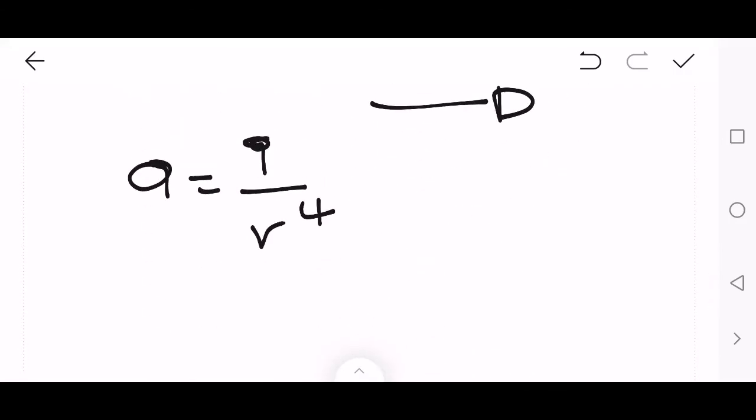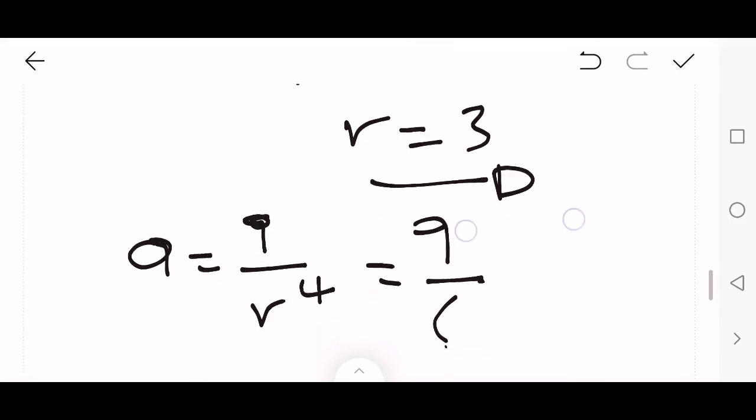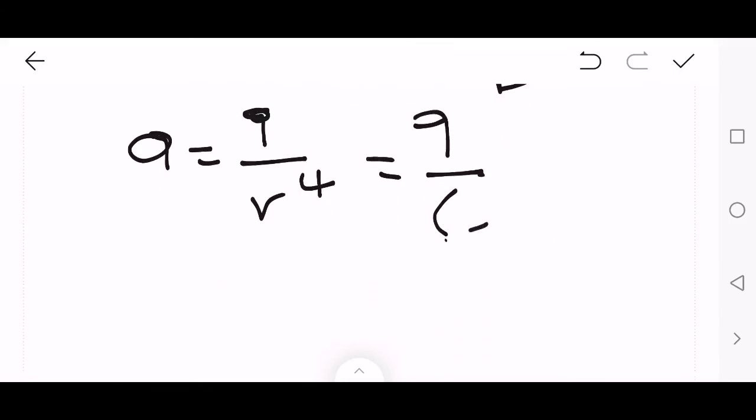So now we just need to substitute. That's 9 over the value of r, which is 3, to the power 4. Just put that in the calculator and you'll get that a equals 1 over 9.